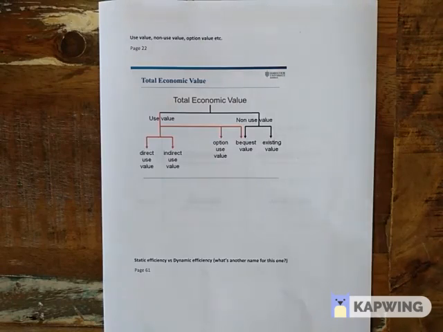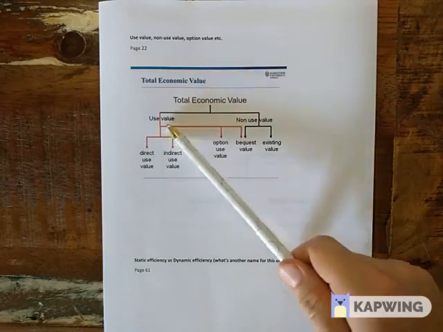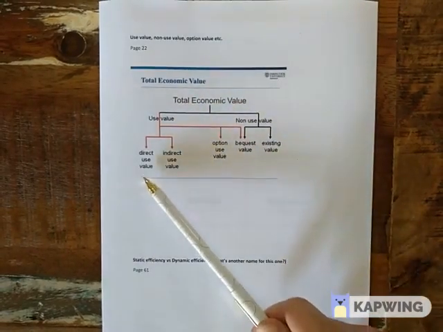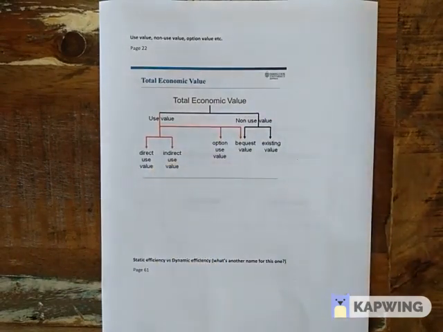Let's look at broadly the two types being use versus non-use. So over here we have use, which breaks down like this. Direct use. This is my neighbour who goes and walks through the forest at the end of my street.